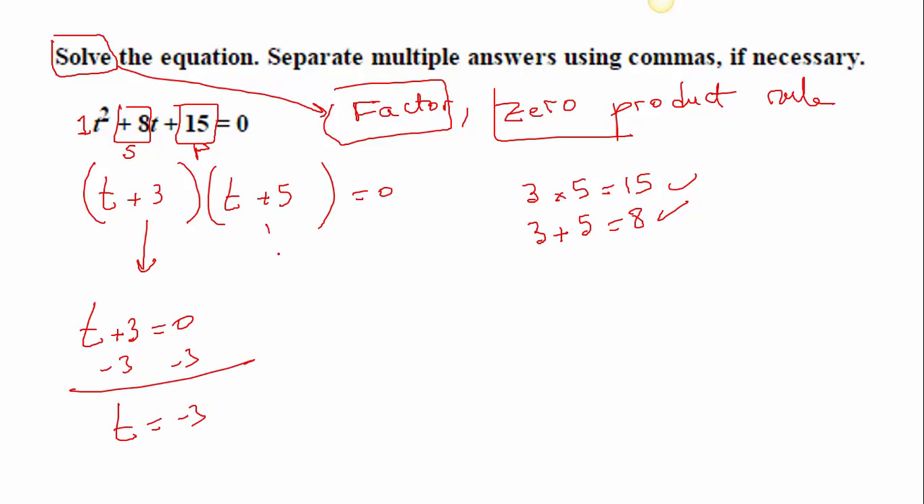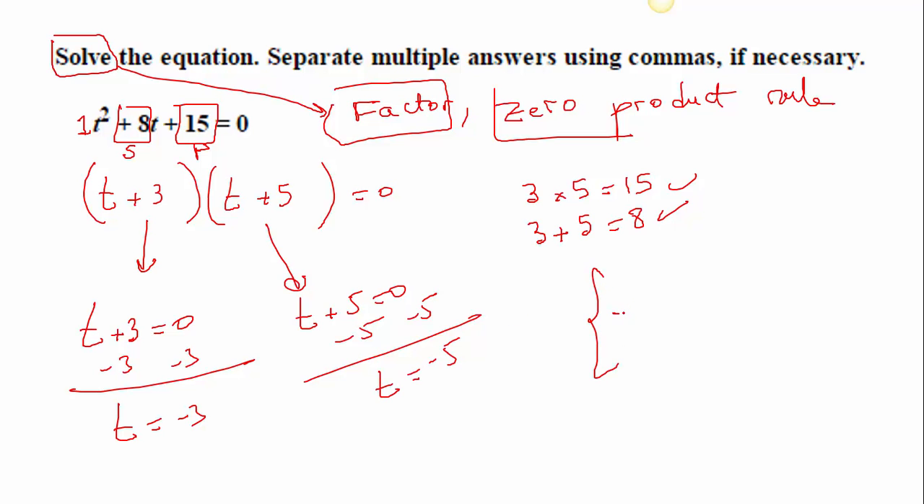First solution. Equate t plus 5 to 0. Subtract 5 from both sides. t would be negative 5. Final answer, negative 3, negative 5. Okay? Some students would look at this and say, oh, the final answer is 3, 5. No, that's not 3, 5, because 3 plus 3 is 6. It's not 0. You want this to be 0. So it has to be negative 3 plus 3 or negative 5 plus 5.